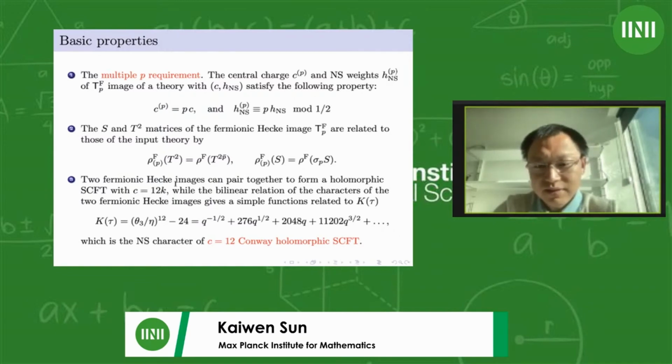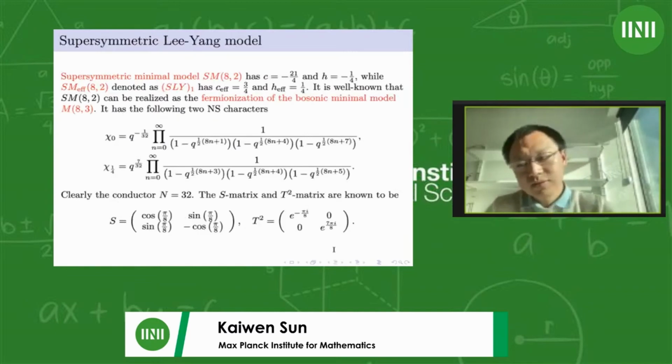And for example, in the c equals 12 case, holomorphic means that there is one single Neveu-Schwarz character. So for example, the very famous c equals 12 holomorphic SCFT called the Conway holomorphic SCFT has this kind of single NS character. And we do find many pairs of fermionic Hecke images can give this c equals 12 holomorphic SCFT. So let's just go to a simple example, which is the non-unitary supersymmetric minimal model.